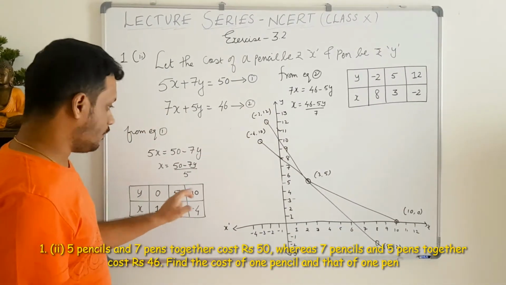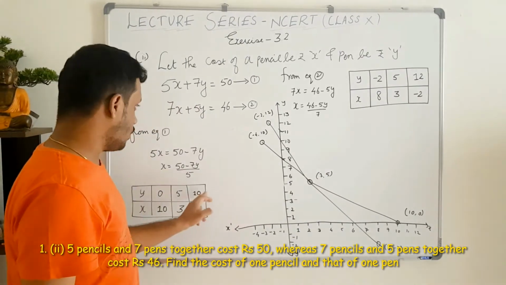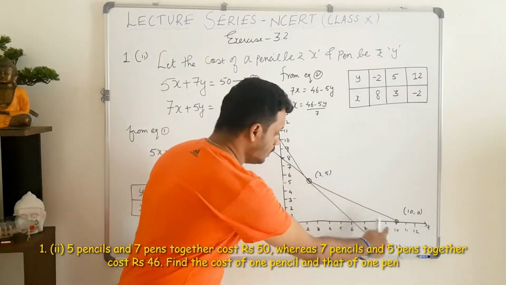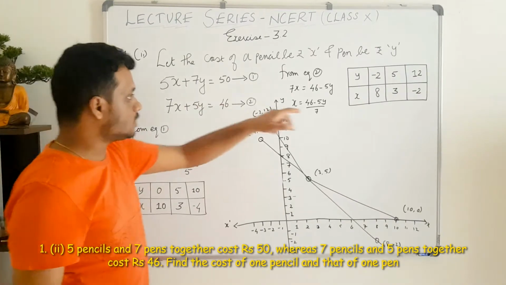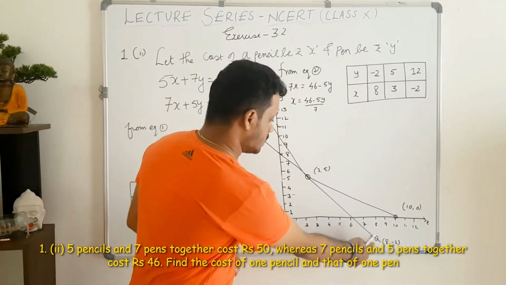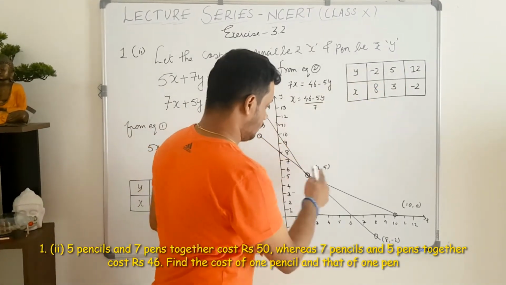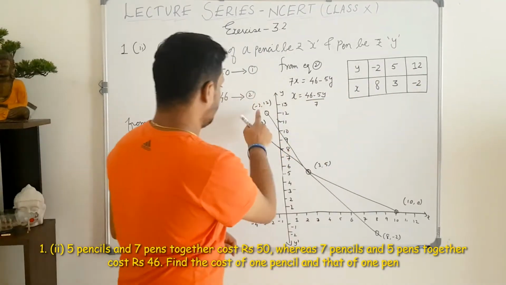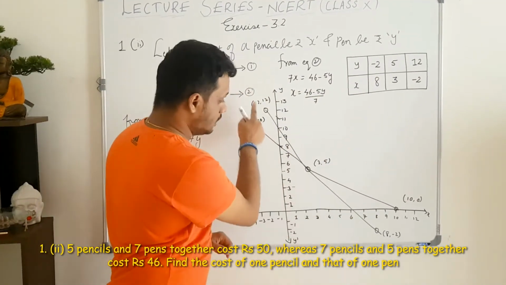Then (3, 5) which is here, then (-4, 10) which is here. So this connects the first equation. Next we have (8, -2) which is here, then (3, 5) which is here, and (-2, 12) which is here. So this will be connecting the second equation.